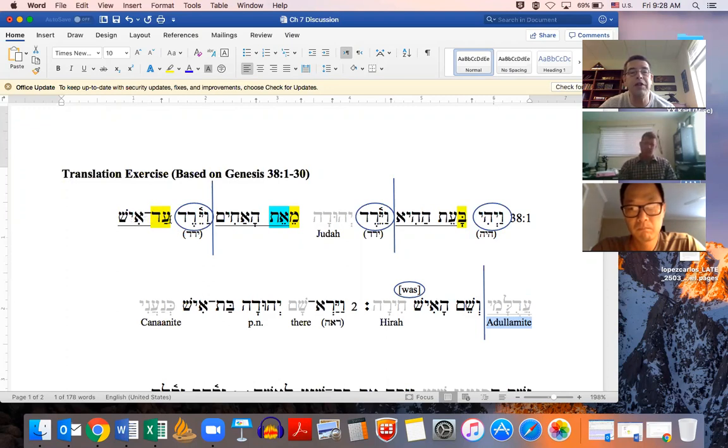I could essentially use the word odd with either of these. He went down to a man, or like he visited a man, or he visited an Adulamite. Both of these words are basically fitting into the same slot in the sentence. And when I try to figure out how they work in the clause, I'm going to treat them essentially the same.